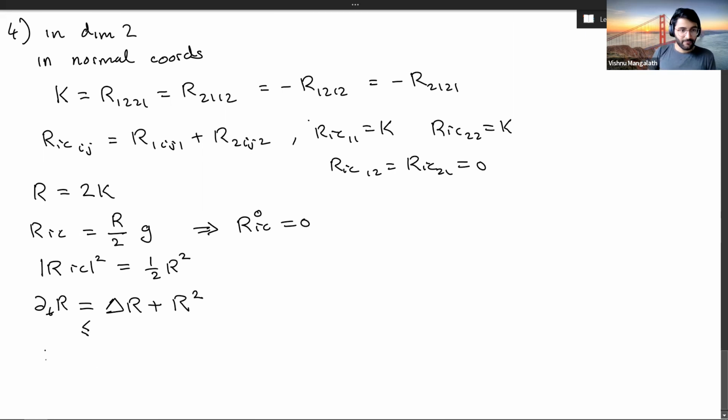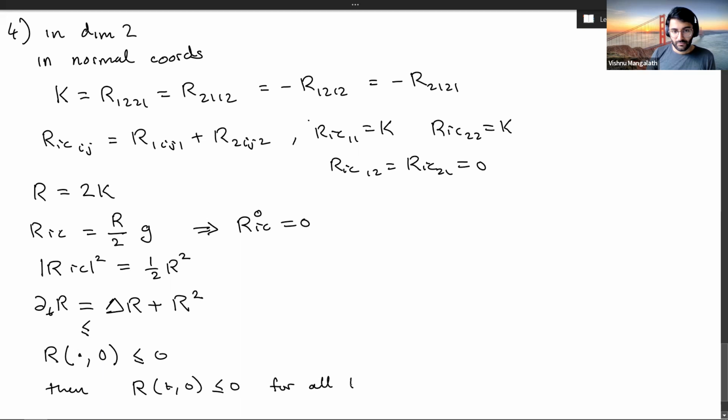So that means that if you have R at time 0 less than or equal to 0, then R at time t is less than or equal to 0 for all t. So having scalar curvature negative is preserved in this case. Okay, so that's the thing. I think I'll stop there. That's what I have to talk about today. Does anyone have any questions about this?